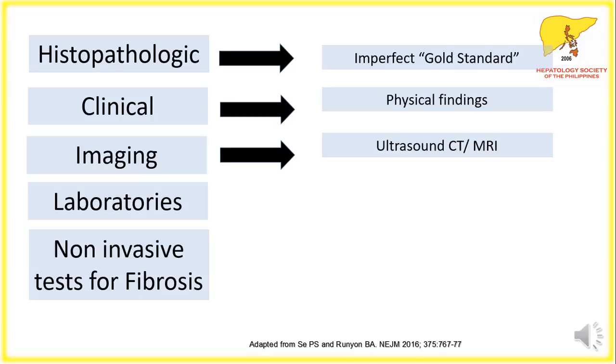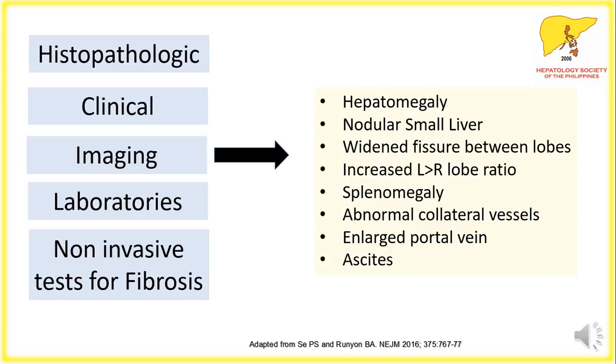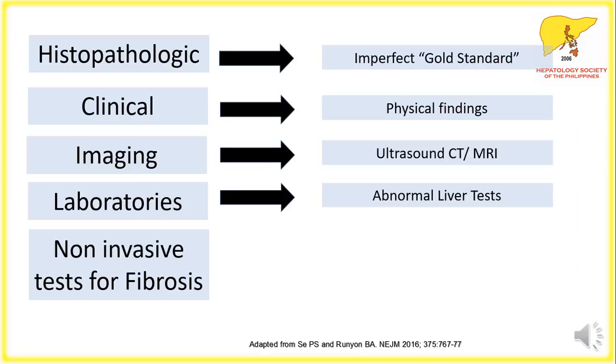Various imaging studies, including an ultrasound, CT scans, and MRIs, can be used to help support the diagnosis of cirrhosis. In imaging studies, hepatomegaly or nodular small livers may be noted, and other findings include a widened fissure between lobes, increased left to right lobe ratio, as well as an enlarged caudate lobe. Splenomegaly, abnormal collateral vessels, an enlarged portal vein, and of course ascites may also be seen.